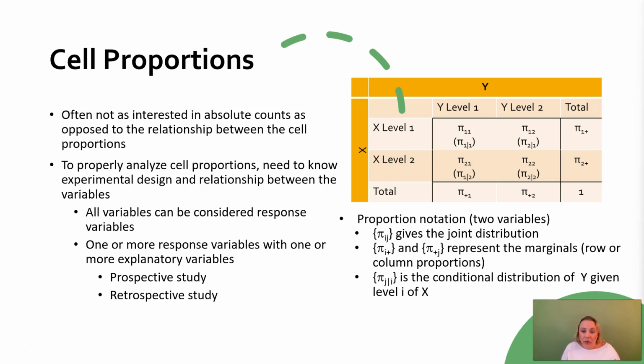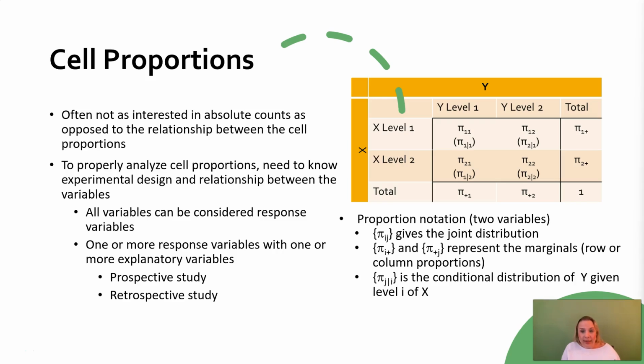Let's say I'm trying to look forward at something, or we're trying to look backwards. It depends on whether I'm using a prospective study or a retrospective study. Our proportion notation is for when we're talking about our two variables. So pi sub ij is going to give our joint distribution. This joint distribution describes that individual cell in the middle portion of our contingency table, telling me the joint proportion of observations that fit both criteria.